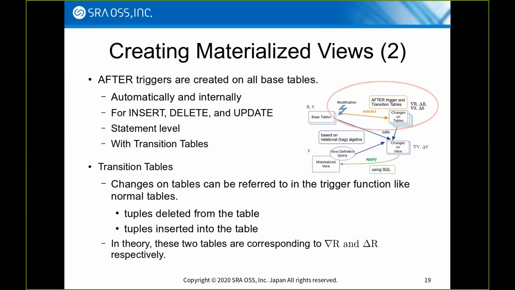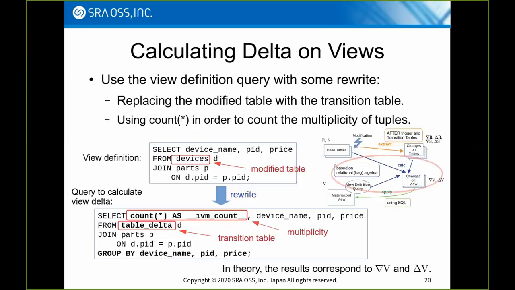Transition tables is a feature of after triggers. Using this, changes on tables can be referred to in the trigger function, like normal tables. There are two tables. One contains tuples deleted from the table. Another contains tuples inserted into the table. In theory, these tables correspond to nabla R and delta R, respectively.